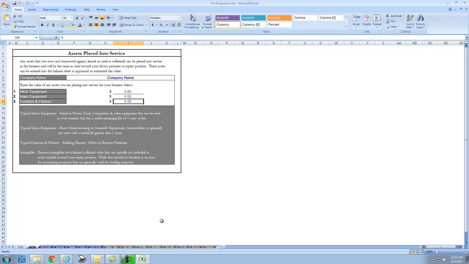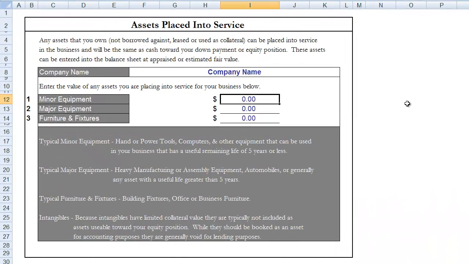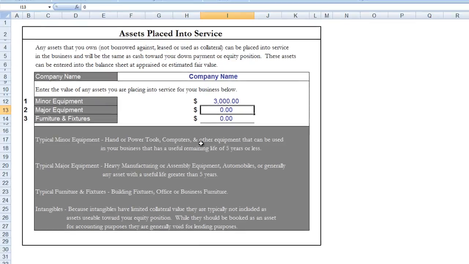out the financial projections. The first thing that we're going to do here is enter in any assets that we're placing into service. So this would be any assets that you could use in the business that you already own. So for the example that we're using here of the Vinny's Pizza, the only thing that we had acquired before the restaurant opened was a point of sale, touchscreen computer with software on it to enter in orders from customers. So really the cost of that was $3,000, and so we're going to put that in under minor equipment. There's a description down here of what constitutes minor equipment and what constitutes major equipment, furniture and fixtures. But this is where you're going to put that stuff in if you already own it.